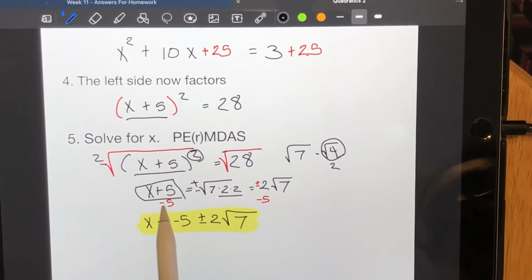Okay. So now again, I've got x plus 5 on one side. I've got plus or minus 2 square roots of 7 on the right side. I want to get x by itself, so I'm going to do the opposite of 5. Subtract 5 from both sides.